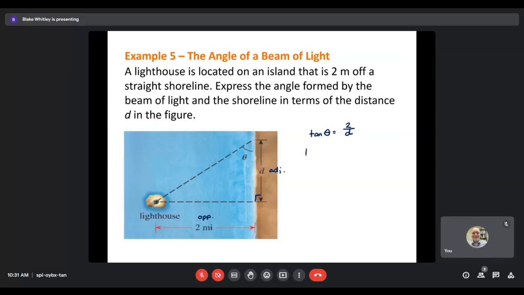So I'm just going to take the inverse tangent of both sides. My inverse tangent and tangent cancel out, leaves me with theta. And on the other side, there's nothing I can do now because I have a variable inside that inverse tangent. All I can do is leave that as the inverse tangent of 2 over d. Okay, so that is our angle expressed in terms of d now.